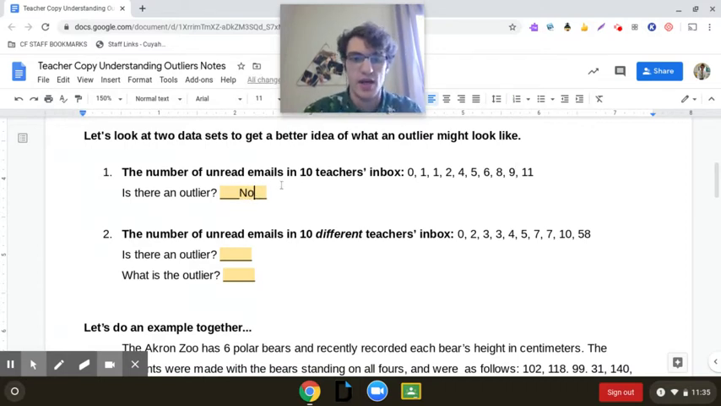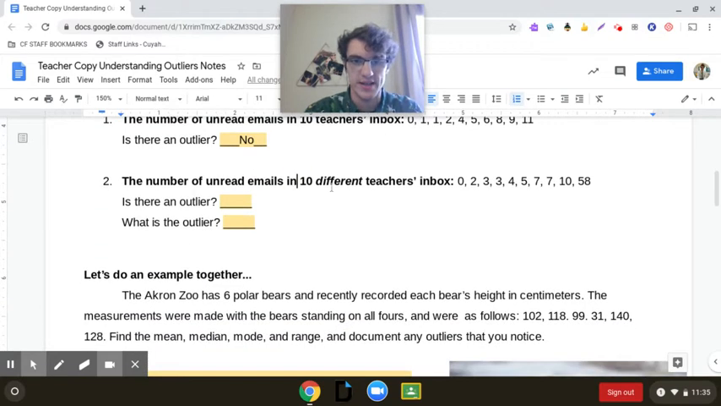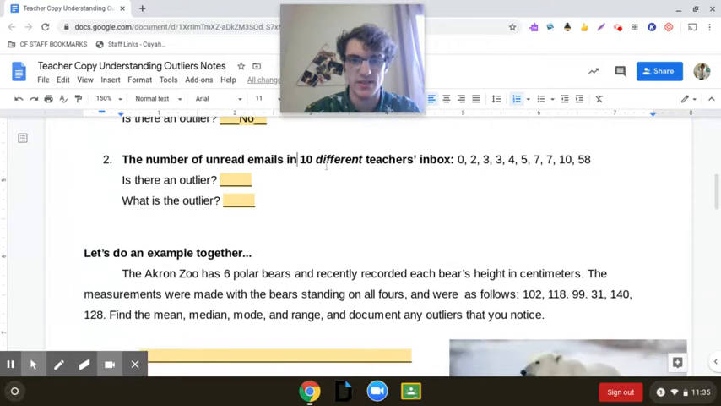Now, if the number of unread emails were different, for this second example, I have 10 different teachers' inboxes. We have one teacher with 0 unread, 2, 3, 4, 5, 7, 7, 10. And then this teacher who is not checking their emails at all and has no idea what's going on and has 58 unread emails, that would be an outlier. So we would say, yes, there is an outlier, and the outlier is 58. All right.